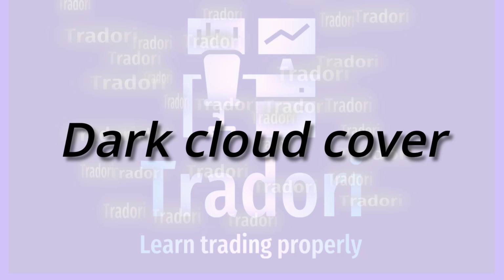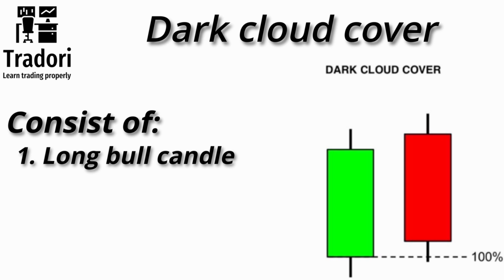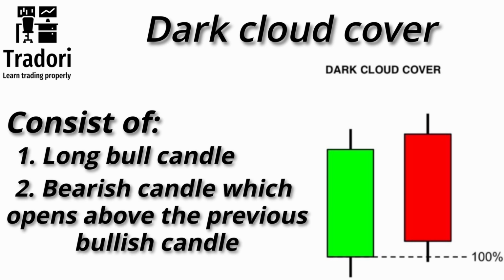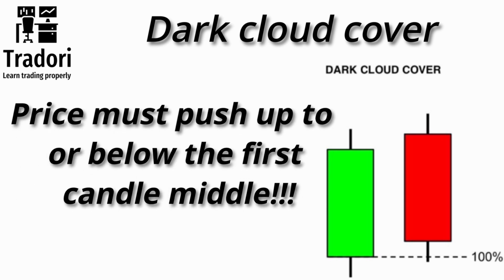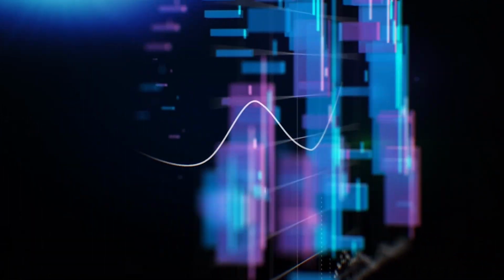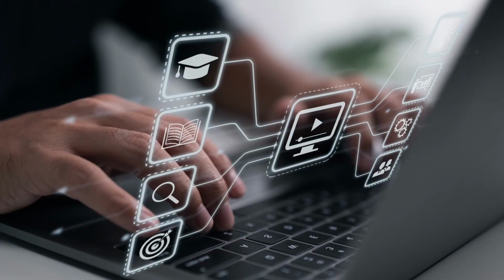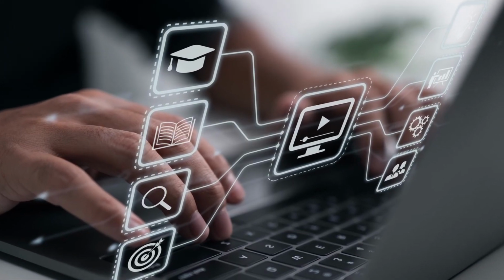Dark cloud cover. The dark cloud cover candlestick pattern indicates a bearish reversal. It comprises two candlesticks: a bearish candlestick which opens above the previous bullish candle and closes below its midpoint. It signals that the bulls haven't held the session, and the bears pushed the price sharply lower. Price must be pushed down to or below the first candle's middle. If it does not reach that level, the pattern is not there. The reason why I didn't show live examples of bearish patterns? Just because they reflect bullish patterns, just in another direction. And it will be a great opportunity to search for the patterns by yourself on the chart.